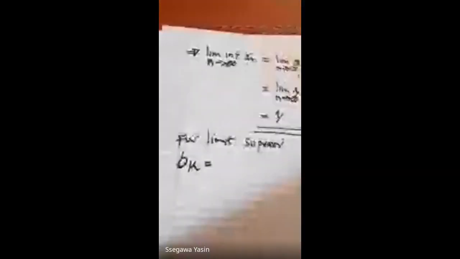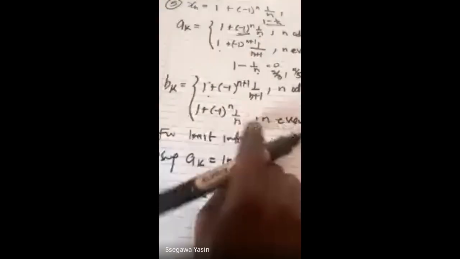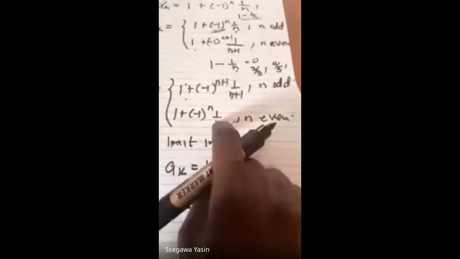So for limit sup or limit superior, what are we going to have here? We are going to have something funny here. We are going to have b_k equals the limit, equals sup of k greater or equal to n of x_n. This is the sup of k greater or equal to n of b_k. Please, can you try to check b_k? What we have? When I put even here, this is the one. When I put even here, the first one will be a third.